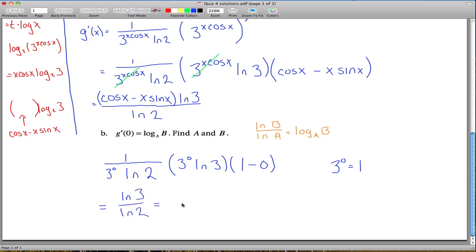And then applying our change of base formula, this right here is the same as log base 2 of 3. So g prime of 0, in fact, is of this form, where a equals 2 and b equals 3. So that's the end of quiz 4.